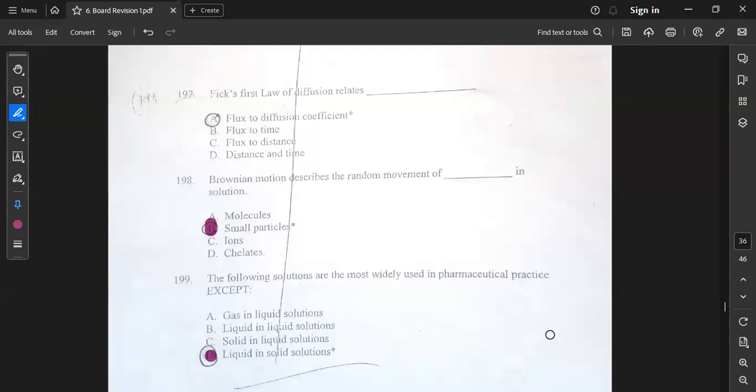Fick's first law of diffusion relates to flux to diffusion coefficient, flux to time, flux to distance, or distance and time. What is Fick's law? Fick's law of diffusion states that the rate at which a molecule moves through a material is proportional to the concentration gradient, and it's inversely proportional to the thickness of the membrane. So that is Fick's law.